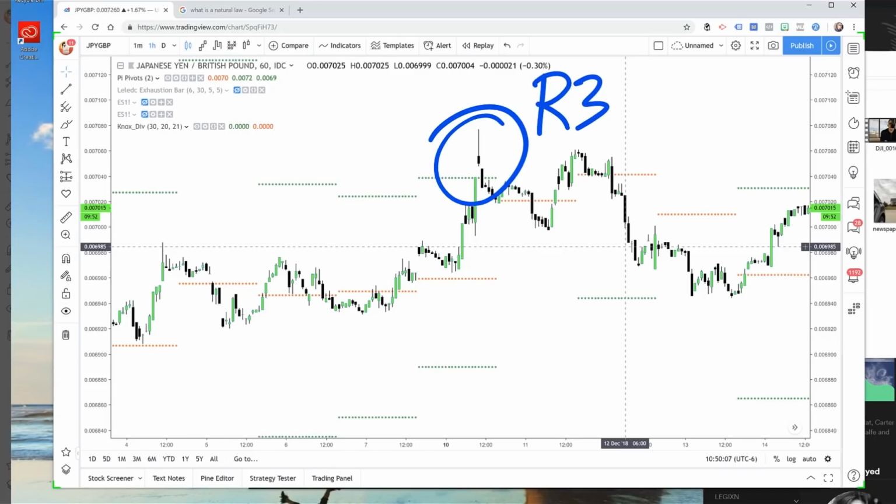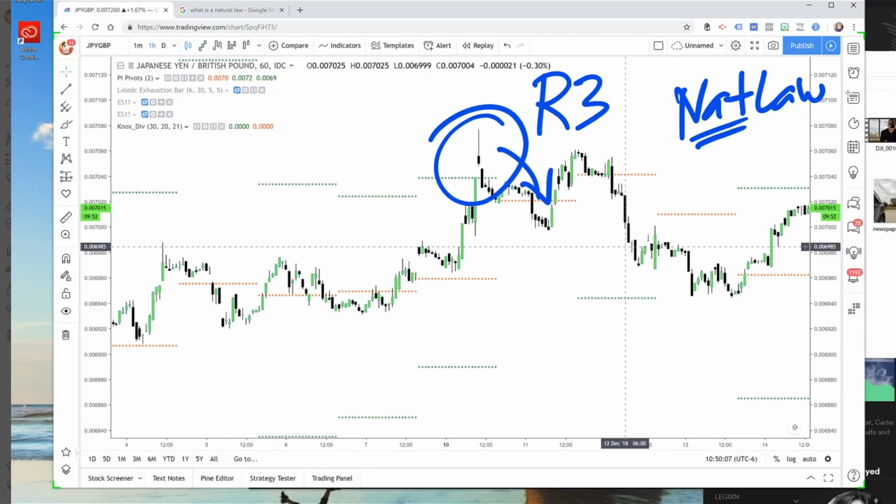Price hits R3 and prints this crazy candle pattern that you ordinarily only see on stocks. That exhaustion candle up there. And then price drops from there. It's almost like a natural law. It's almost as if price is obeying some kind of unspoken natural law.